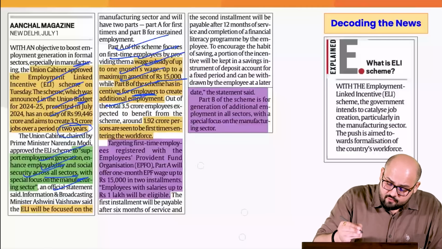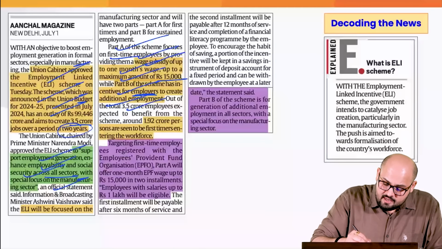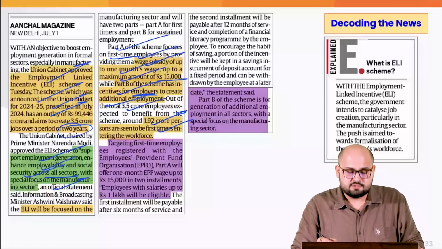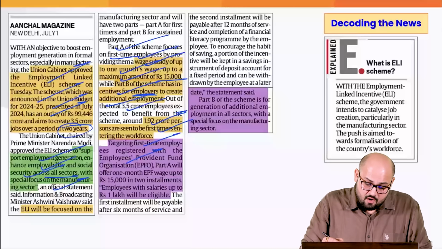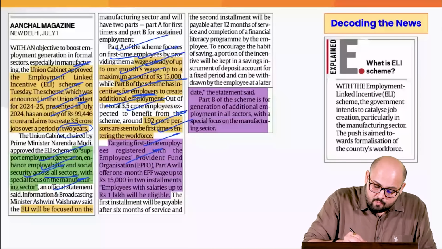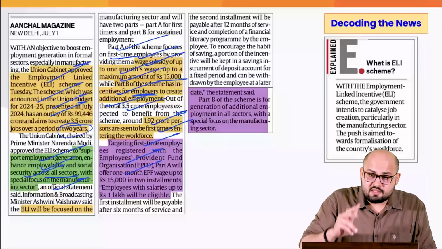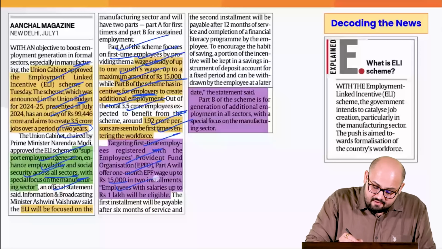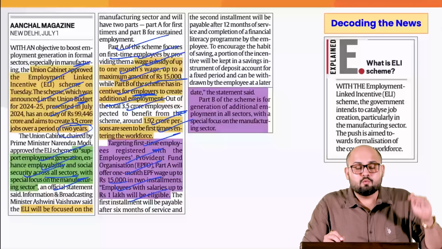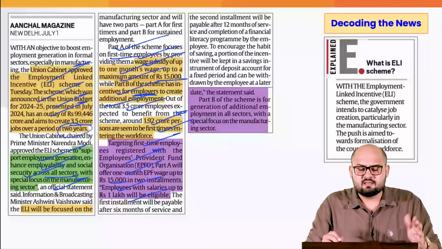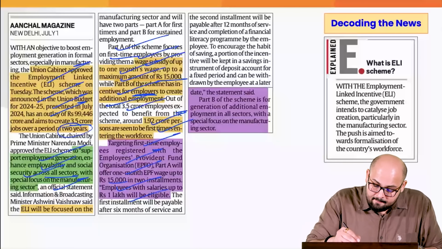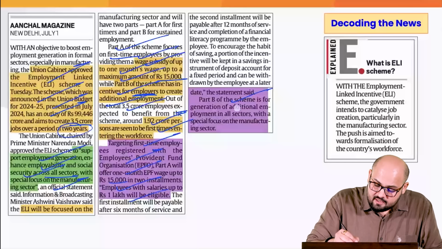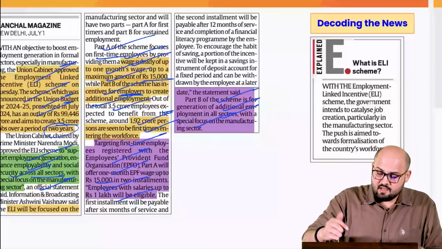Out of the total 3.5 crore employees expected to benefit from it, around 1.92 crore persons are seen to be first timers entering the workforce, right? Targeting the first time employees registered with the Employees Provident Fund Organization, Part A will offer 1 month EPF wage up to 15,000 in 2 installments. Employees with salaries up to 1 lakh will be eligible, right? So what is the eligibility criteria? Possibly a statement in the prelims can come. It is salaries up to 1 lakh. Part B of the scheme is for the generation of additional employment in all the sectors with a special focus upon the manufacturing sector.